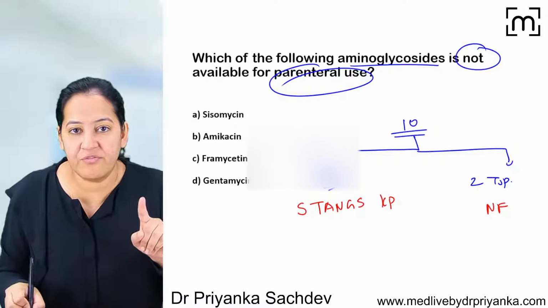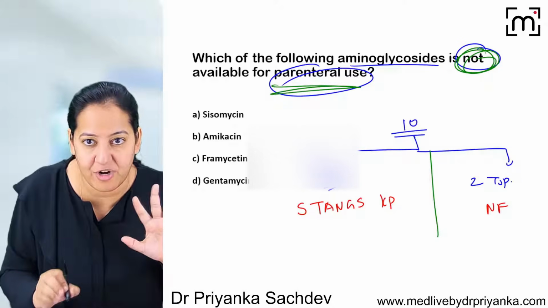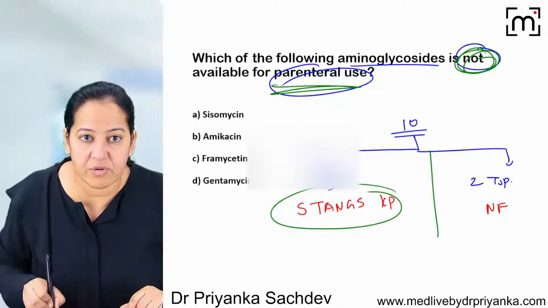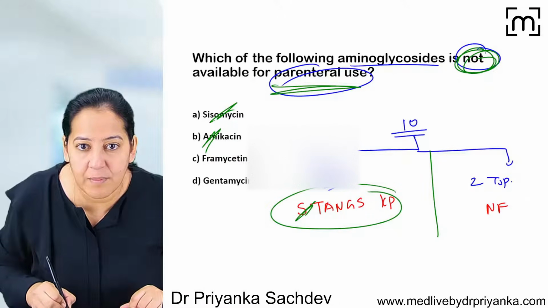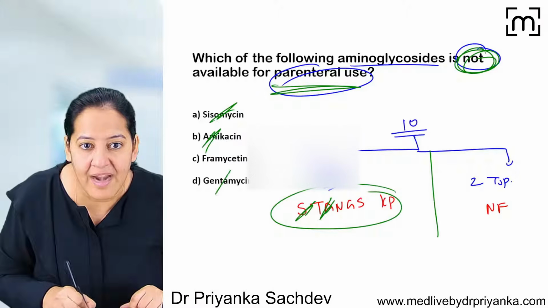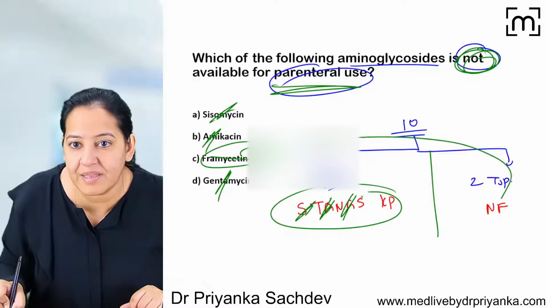They are asking which of the following is not systemic. Which of the following is not parenteral? Parenteral means systemic. So which of them? So cesomycin is coming here. Amikacin is also coming here. You can see this is amikacin. And gentamicin is also coming here. But you can see framycin is coming there.